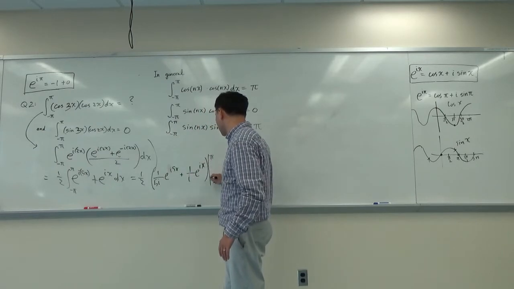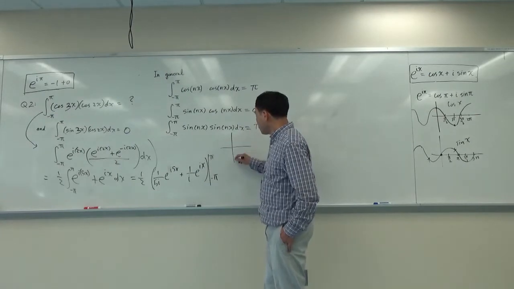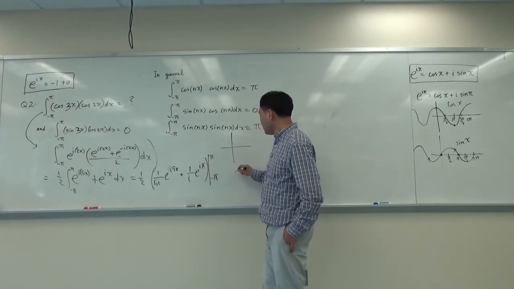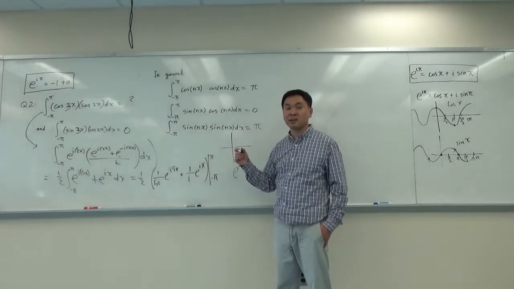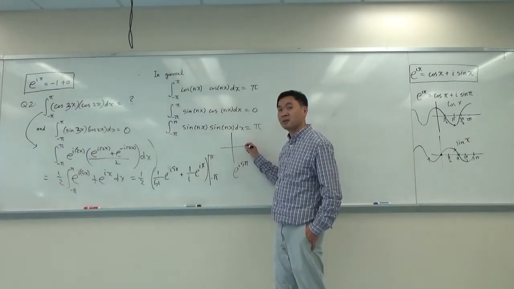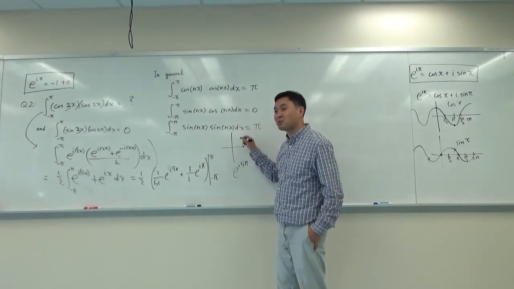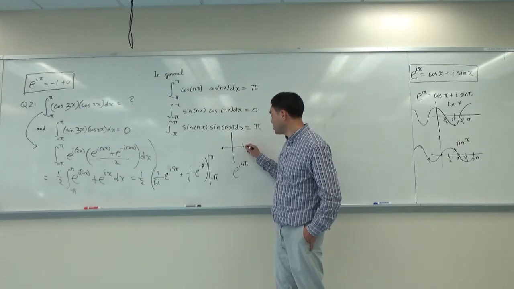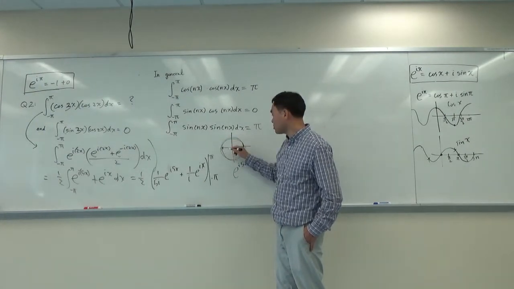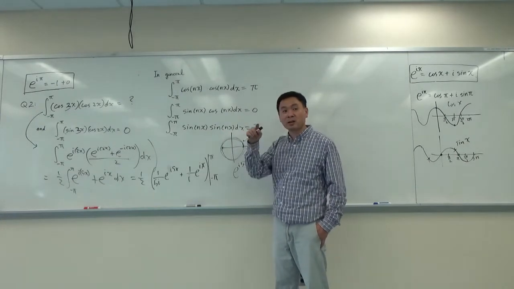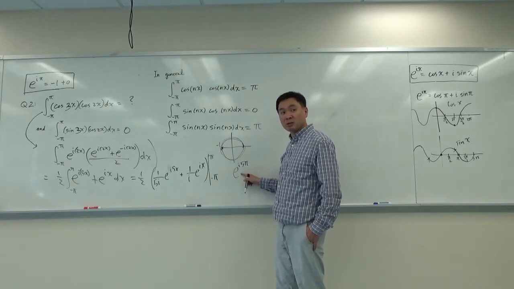Plug in pi and negative pi. And Ben, you look at this. What's e to the i 5 pi? It's just e to the i pi, which is negative 1, right? So you go once, twice, and then pi more. Two loops is 4 pi, and then you go pi more, then you land right here. So this will be negative 1.